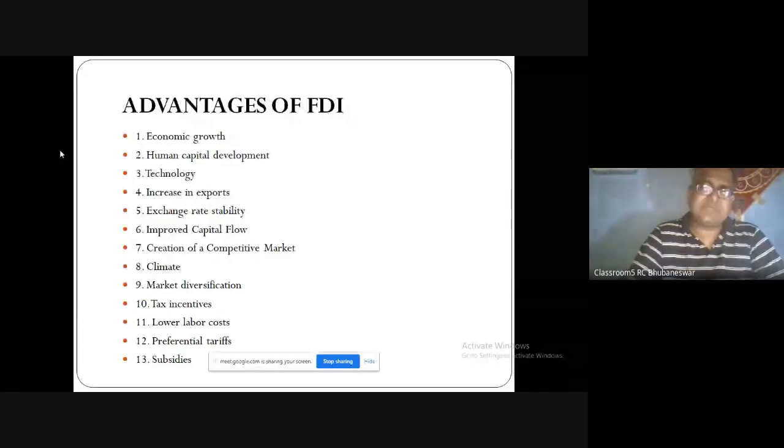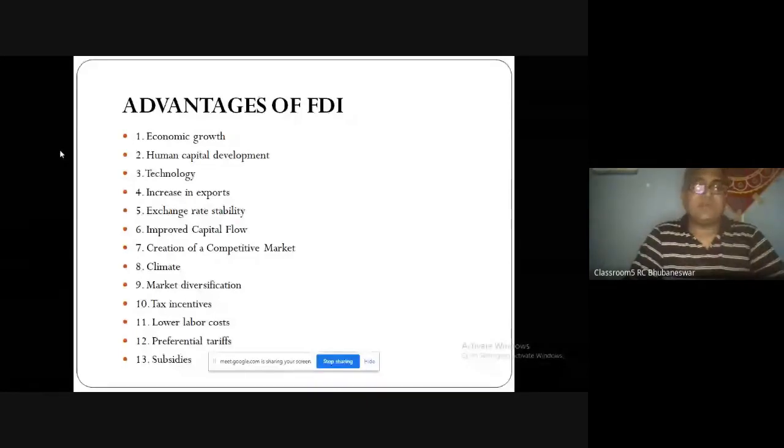But if you talk about the positive side of FDI, one point is positivity. It encourages economic growth and economic stability, and human capital development also increases. Technology is also enhanced through FDI, and exports increase. Exchange rate stability: I have already stated there are fixed exchange rates and flexible exchange rates. Exchange rate stability means the exchange rates of different countries' currencies can be managed successfully through FDI, and it creates a competitive market, a good climate for a particular type of business, market diversification, tax incentives, lower labor costs, and subsidization schemes applicable through FDI. If you take it further, we can discuss sector by sector how FDI is enforced within India in different scenarios.